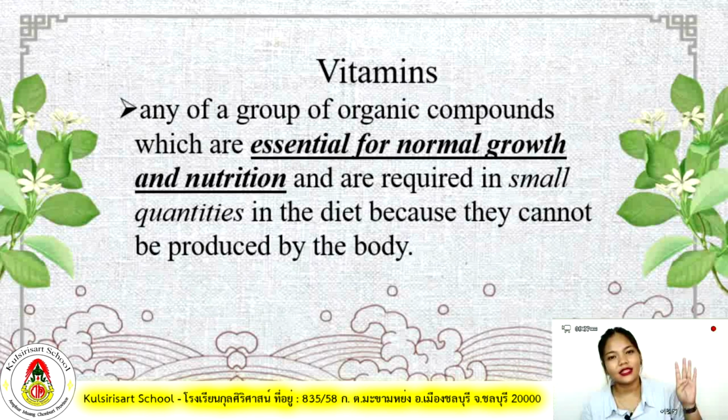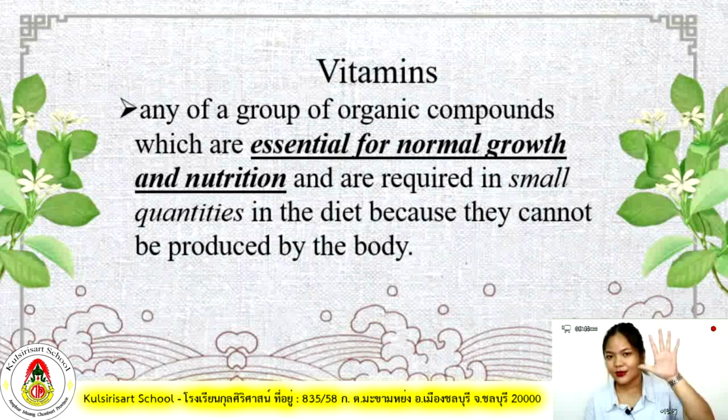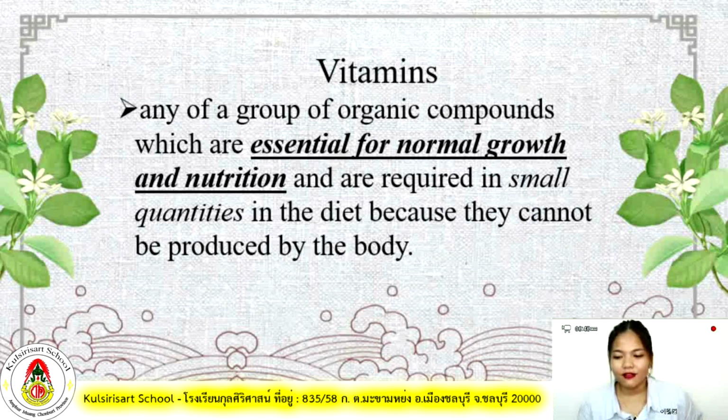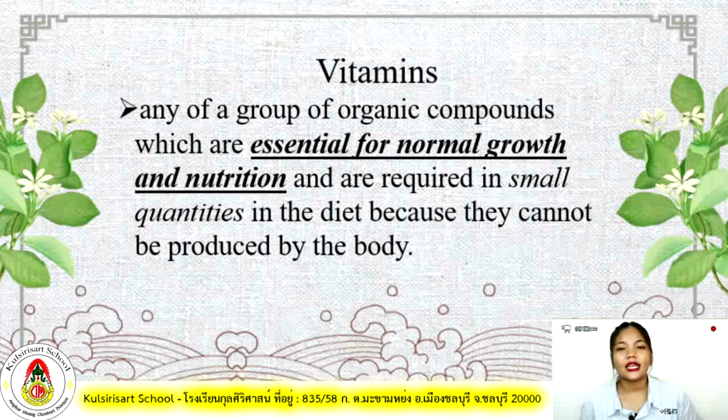And the fourth one is water. The water is the cheapest and most abundant type of nutrients. And the fifth one, which is this one, vitamins. Vitamins are essential for normal growth and nutrition and are needed in small amounts.